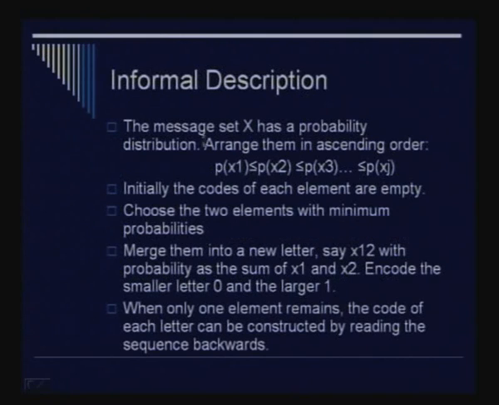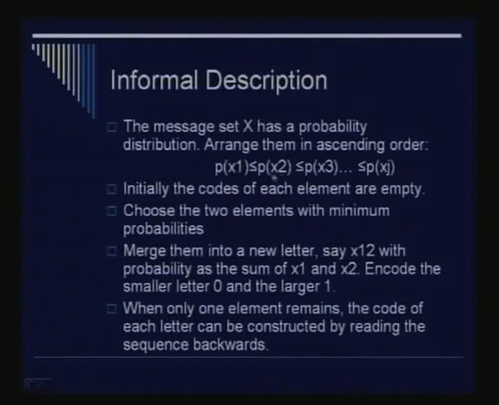The idea is as follows: the message set X has got a probability distribution. So suppose you have got symbols like X1 to Xj, and what you can do is you can just arrange them in an ascending order. Okay. So what you do is that initially the codes of each element are empty. So initially you have not coded them with anything. Then you choose two elements among all these elements which have the minimum probability. Okay. And then you denote one of them by 0 and the other one by 1.